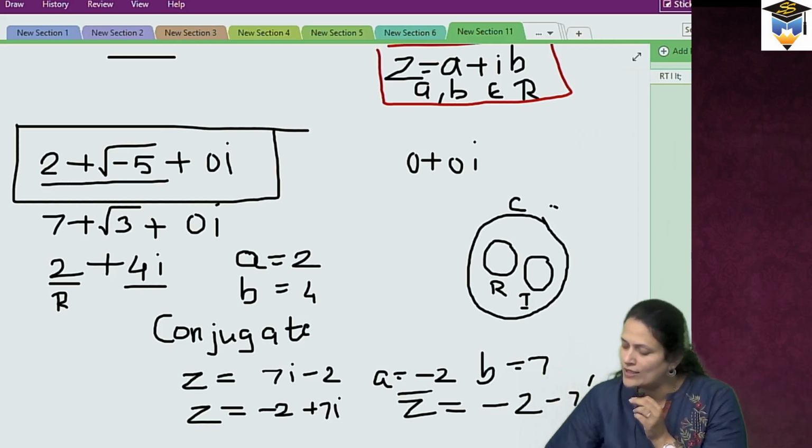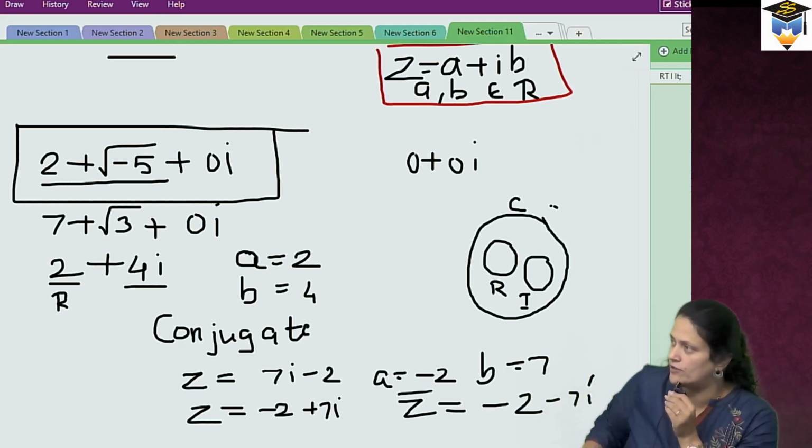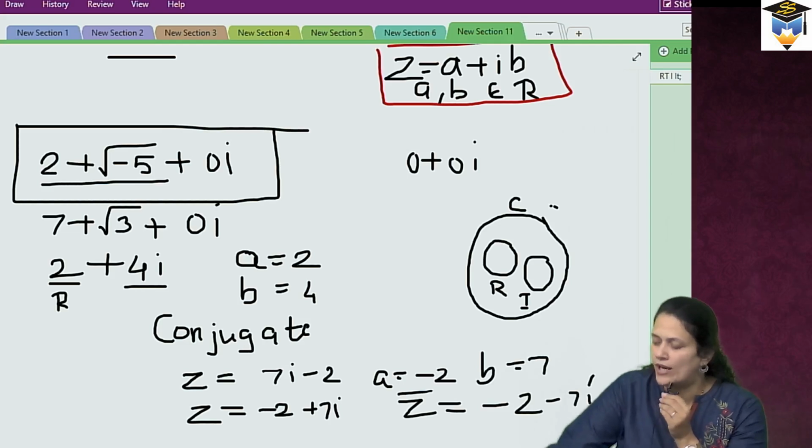If you can see, they have given the entire table. Please go through the table which is given in your textbook. 3 plus 4i, the conjugate of that is 3 minus 4i.